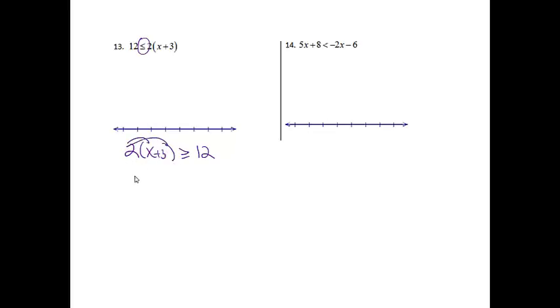So 2 times x is 2x. Carry down your plus sign. 2 times 3 is 6. We still have greater than or equal to 12. Now to get rid of plus 6, we'll do minus 6 to both sides. So we'll get 2x is greater than or equal to 6.